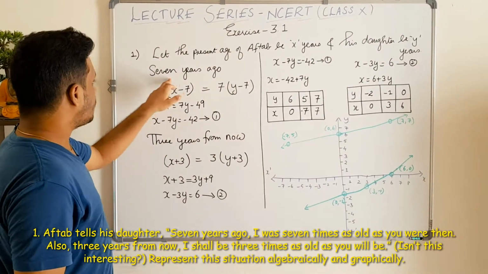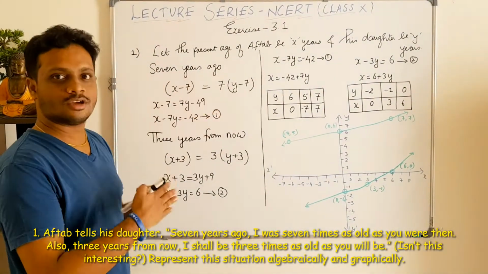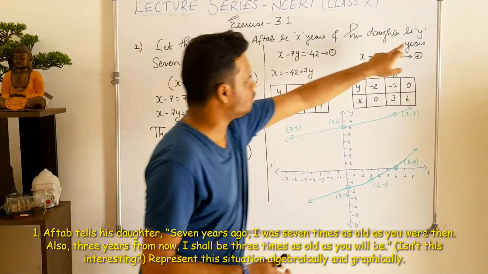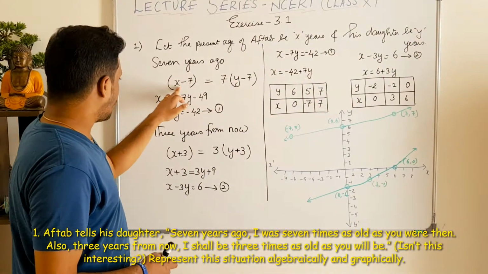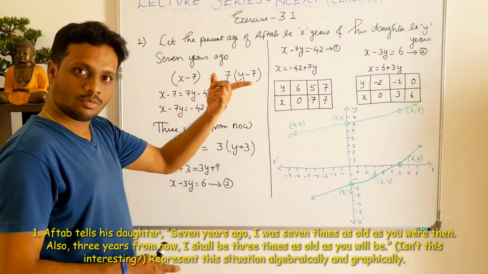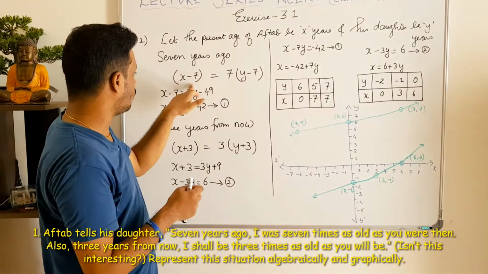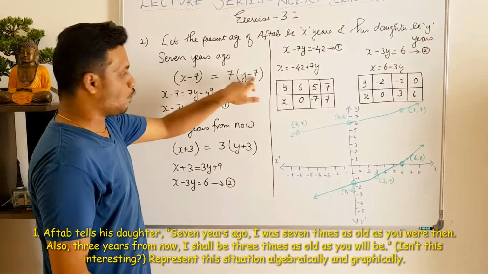So he says 7 years ago he was 7 times the age of the daughter. So when I say 7 years ago, the present ages we have taken as x for the father and y for the daughter. So x and y, 7 years ago refers to they will be 7 years lesser than what they are now. So that's why I have subtracted 7 from both. So x minus 7, y minus 7.